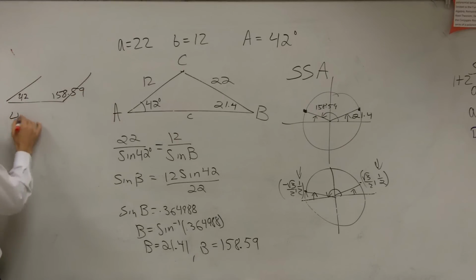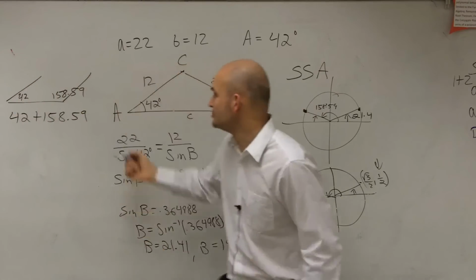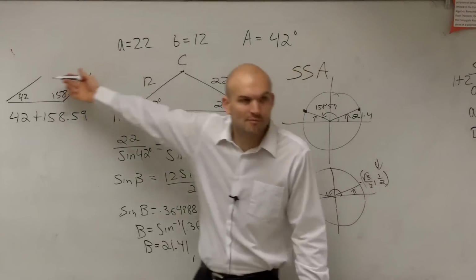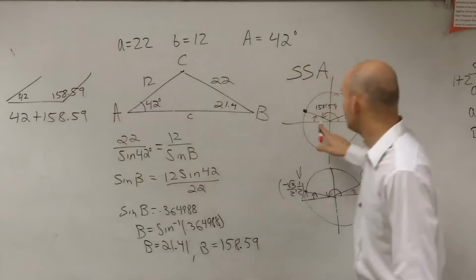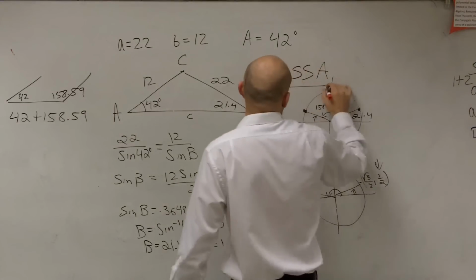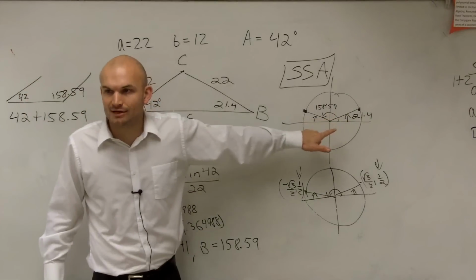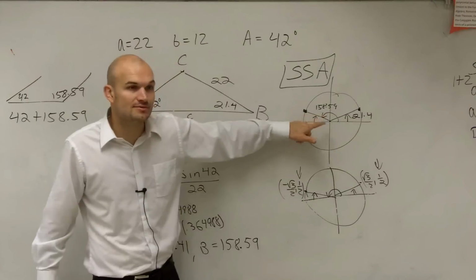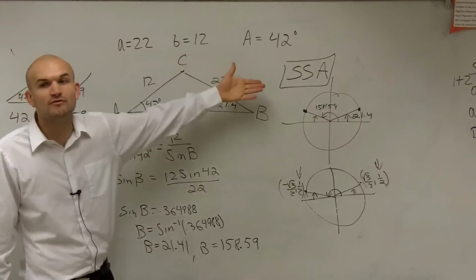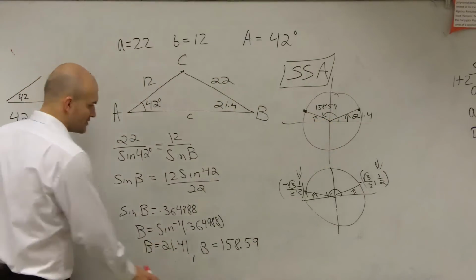Well, what I could do is say 42 plus 158.59. And if you notice, 42 plus 158, is that going to be above 180? So is it even possible to have a third angle? No. So this angle cannot create a triangle. Remember, this is dealing with when we have side-side-angle. We have to look at both of our possible angles. Could it be this one or could it be this one? In this case, it can't be this one, because if I add this angle plus my other previous angle, I'm going to be above 180. So I'm just going to stick with 21.4. So I know 21.4 is going to be my one case.